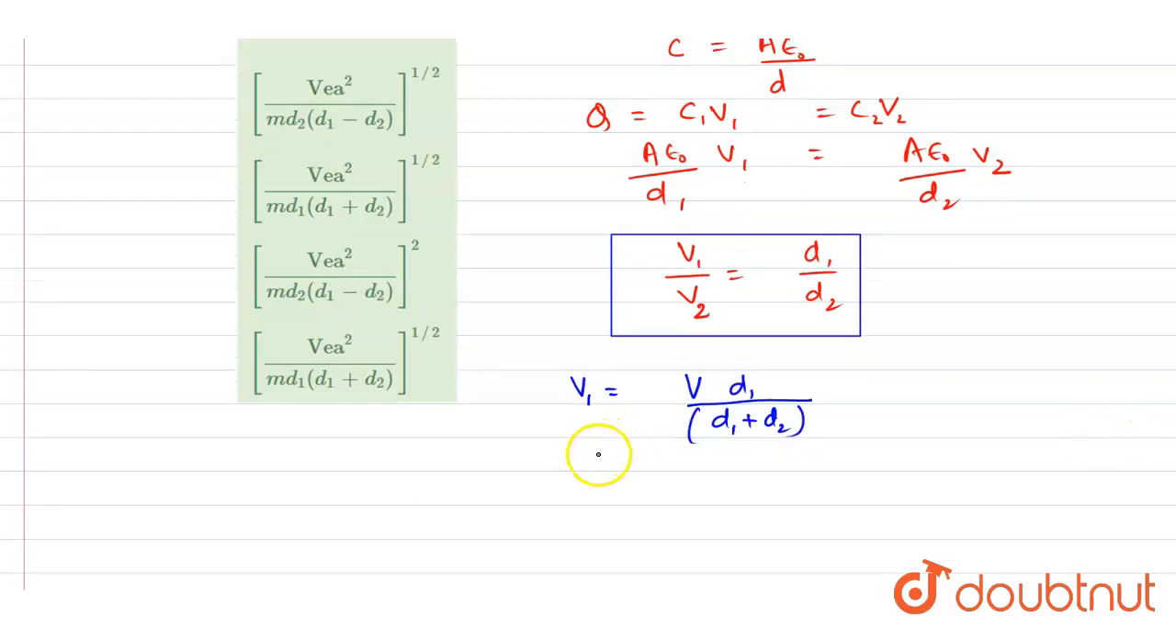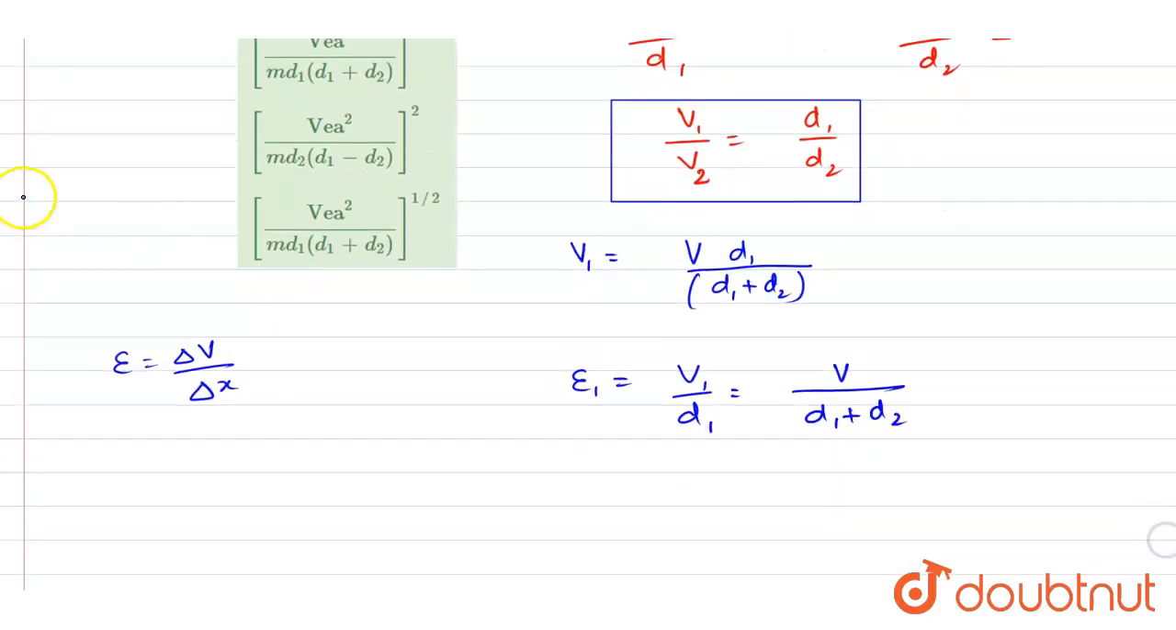And if you see here, you can also get the electric field. Since the electric field is the rate of change of potential, it is change in potential by change in distance. So the distance change is D1 and the potential difference across it is V1. So you can just put the value of V1, it is this.